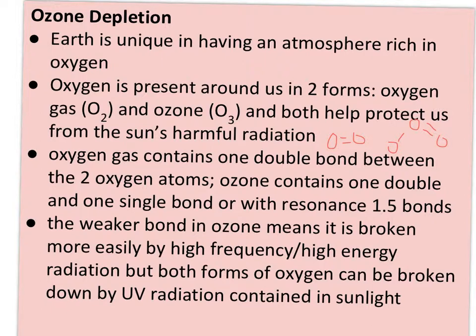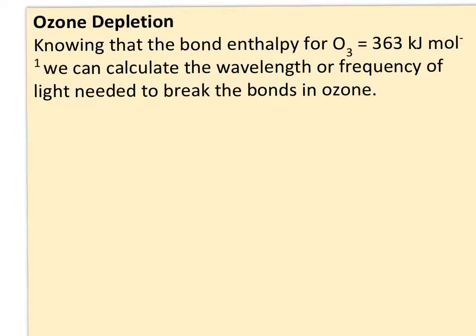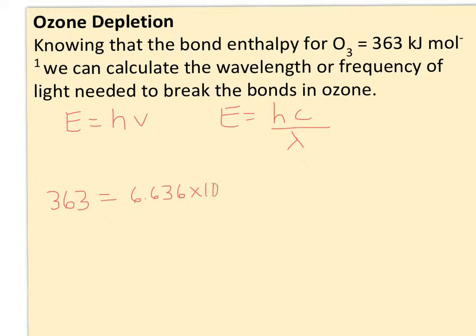by UV radiation. So knowing that the bond enthalpy for O3 is 363 kilojoules per mole, we can calculate the wavelength or frequency of light needed to break this. So if we have a little bit of a throwback here, remember energy is equal to Planck's constant times frequency, or if we sub in wavelength, it would be equal to Planck's constant times the speed of light over the wavelength. So if I know it's 363 kilojoules per mole, I can go ahead and plug in Planck's constant, 6.636 times 10 to the minus 34, and that's joule seconds.